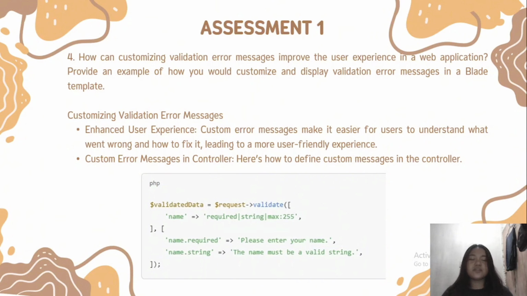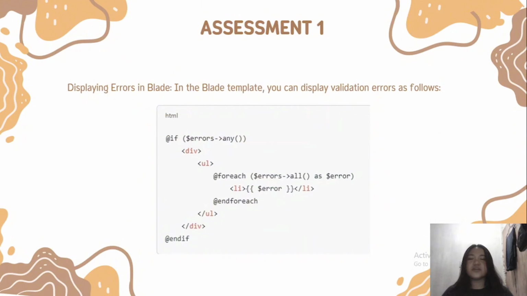Here's how to define custom messages in the controller. Displaying errors in Blade. In the Blade template, you can display validation errors as follows.